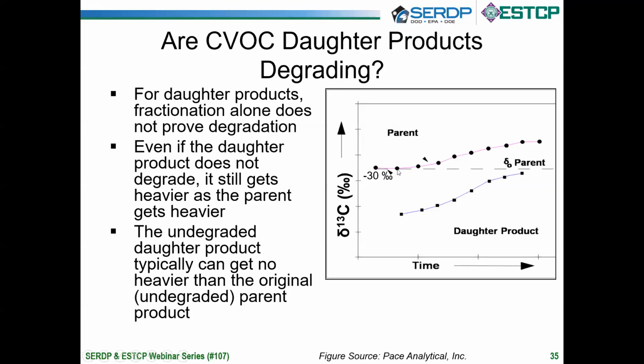Now, one way that you can look at this is the starting delta value for the TCE. So if we assume this to be negative 30 per mil, the parent's getting heavier, the daughter product cis is getting heavier, but when we get to the point where the TCE is largely gone, that value for the daughter product will never get heavier than the original parent if it's not biodegrading. So this will never go beyond negative 30 per mil. So that's kind of one way that you can look at this.